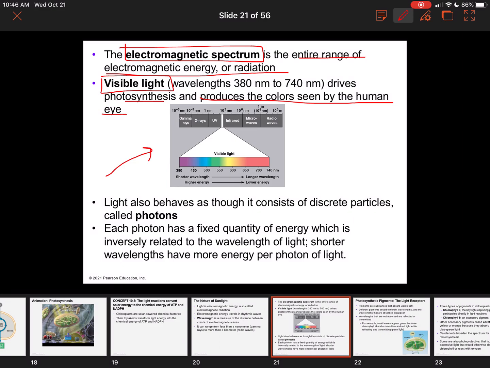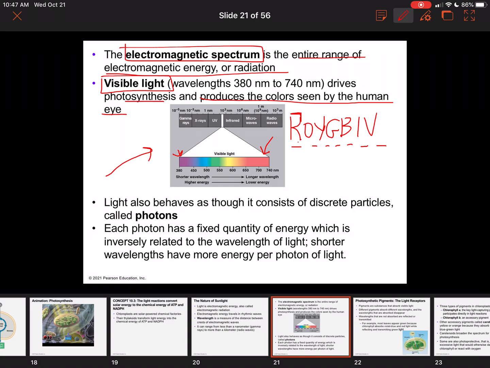And you may remember this little saying, Roy G. Biv, which stands for red, orange, yellow, green, blue, indigo, and violet, which are the colors we see here, red starting here and violet ending over here. Those are the colors of the rainbow. And so all of those colors are visible in the white light that is coming from the sun. And so certain wavelengths of light are going to be used in photosynthesis.